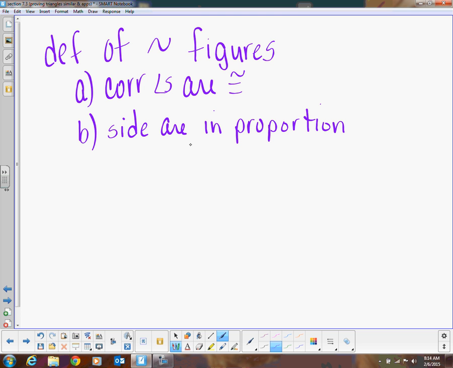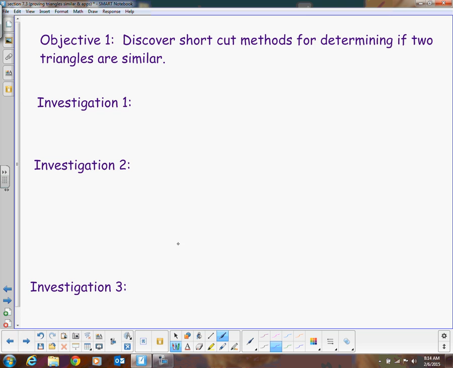This should have been in 7.2 notes. But I want to bring this back to the forefront of our minds, because what we're going to do, you know how in the past we've had to show that all corresponding angles were congruent and all the sides were in proportion? We're going to come up with some shortcuts for triangles. So we're back into triangles. So we did not do this investigation.